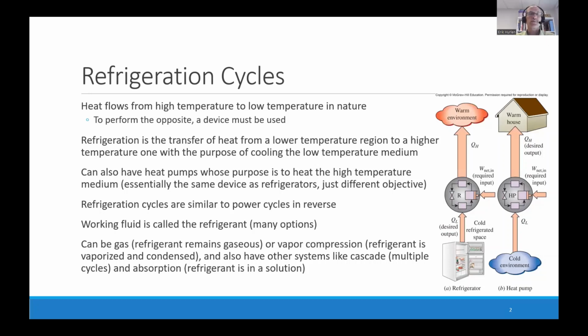Refrigeration cycles are very similar to the power cycles we have seen over the past week or two, but just run in reverse. The working fluid in refrigeration cycles is called the refrigerant, and there are many options for what to use for this. It can be a gas, in other words, remain gaseous for the entire cycle, or vapor, going between gas and liquid throughout the cycle, as well as some other options like cascading and absorption refrigeration.